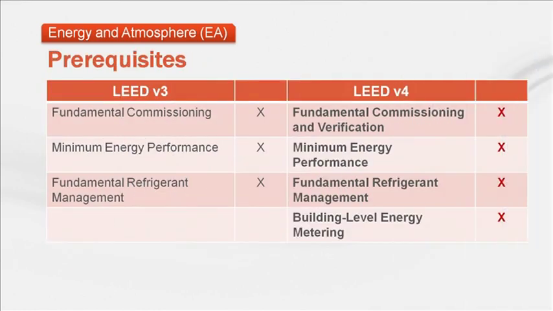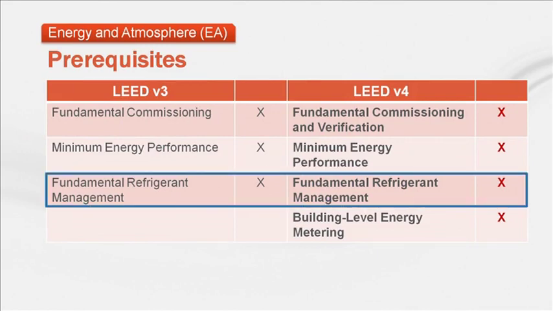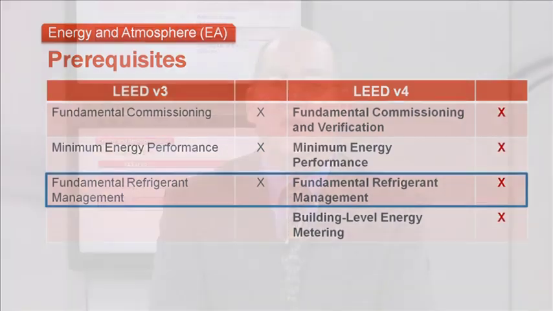The last prerequisite in V4, fundamental refrigerant management, was not changed. It still does not allow use of CFCs, such as R11 or R12. Primarily, the prerequisite was kept because LEED is being adopted in developing countries where CFCs may still be used on non-LEED projects. Now, let's move on to the EA credit section.